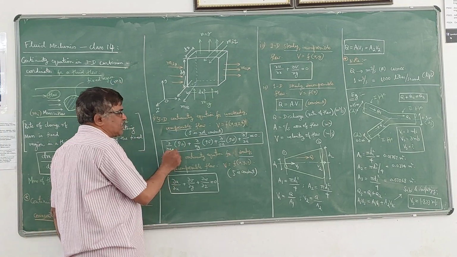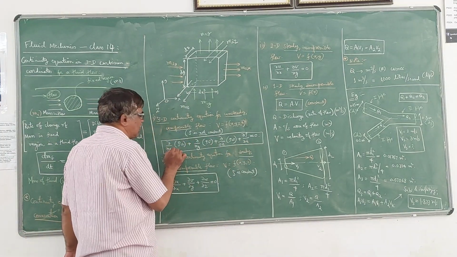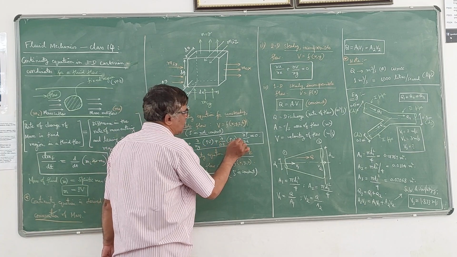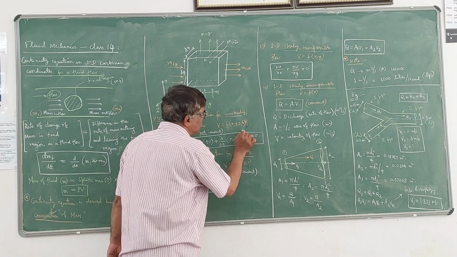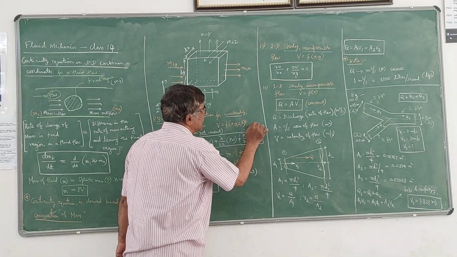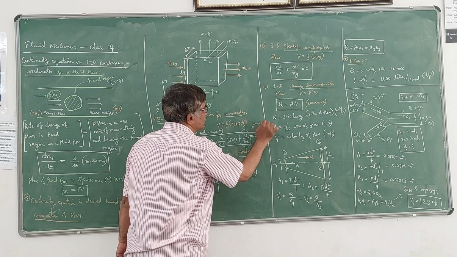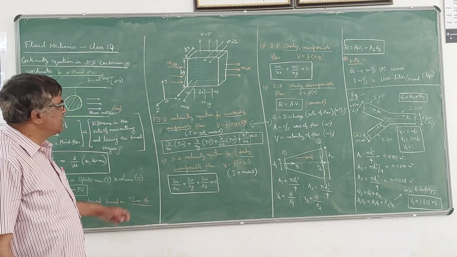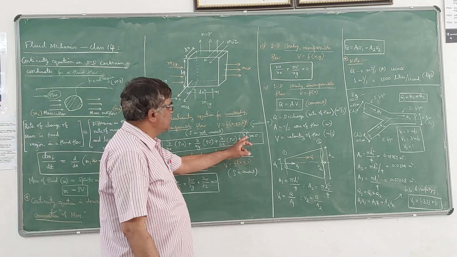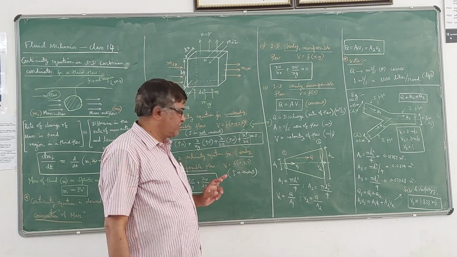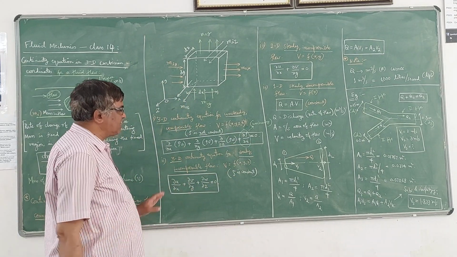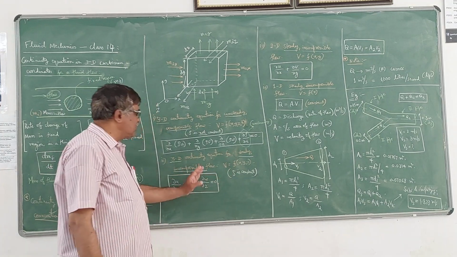Therefore, the continuity equation will be of this form: dou by dou x of rho u plus dou by dou y of rho v plus dou by dou z of rho w plus dou rho by dou t. This term gives that it is unsteady. That means rho is not constant, as well as it is compressible because rho depends on the time. Now the second form is the 3-dimensional continuity equation for steady incompressible flow.